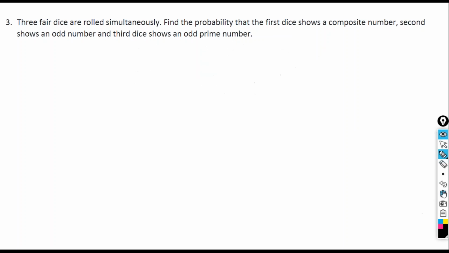Okay, now in the very same question, I'm going to change the statement. Now, the statement is: three fair dice are rolled simultaneously. Find the probability that one of the dice shows a composite number, another shows an odd number, and the third one shows an odd prime number.